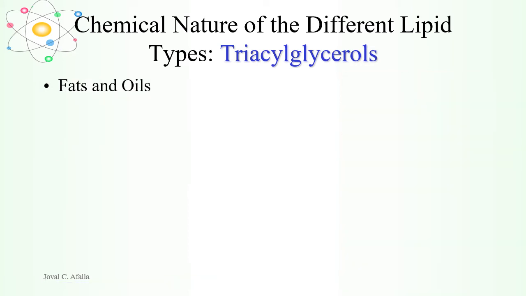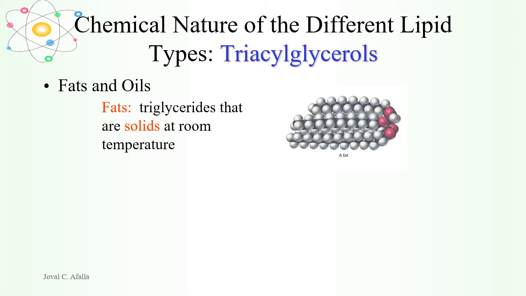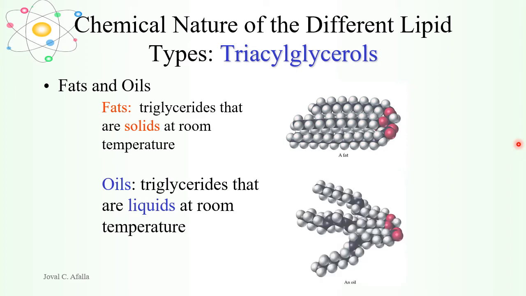So let's just distinguish between fats and oils. There's really no difference between them chemically, except that fats are the triglycerides that are solids at room temperature. They are usually made up of saturated fatty acids. Recall our discussion on the effect of unsaturations or saturations on the melting point earlier. The tails can pack very well around each other, so they tend to be solids, whereas oils are the triglycerides that are liquids at room temperature. They usually have unsaturations among them.